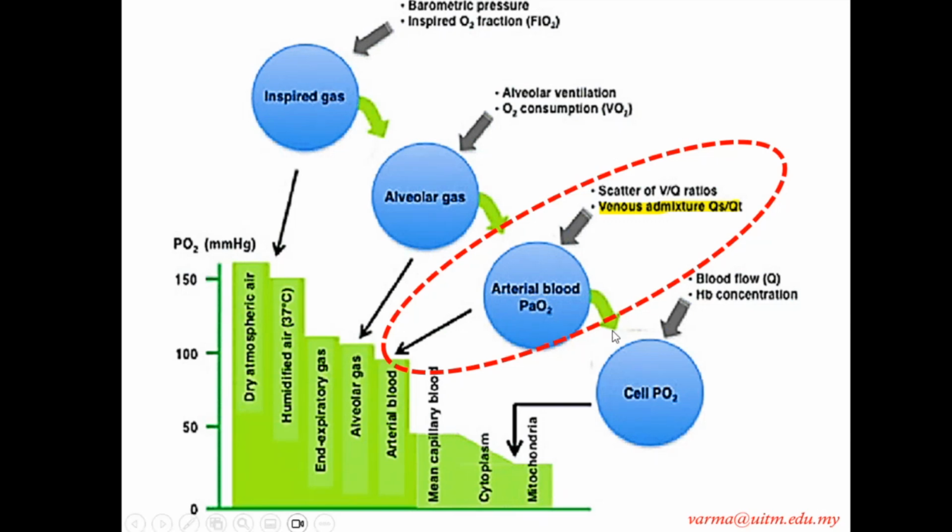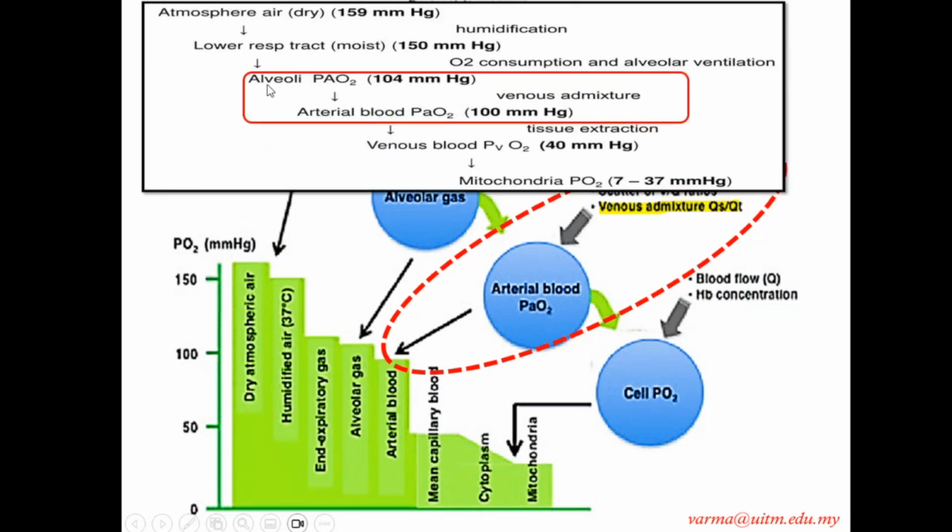The reason there is a drop from PO2 in alveoli to the PaO2 in arterial is because of this VQ mismatch or concept of venous admixture and shunt. So VQ mismatch and shunt are the reason why there is a drop of oxygen level from alveolar to arterial. So it is VQ mismatch. There is a concept of venous admixture, and we come to QS/QT, which is the shunt. Okay. So we know alveolar PO2 is 104. It can drop up to 100 millimeter mercury. It can drop even to 80 millimeter mercury, depending on the level of VQ mismatch, level of venous admixture, and shunt.